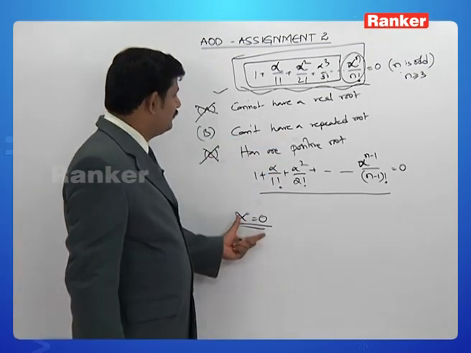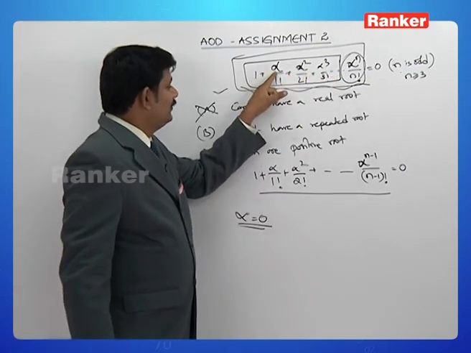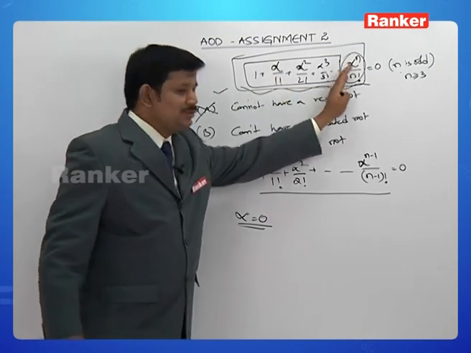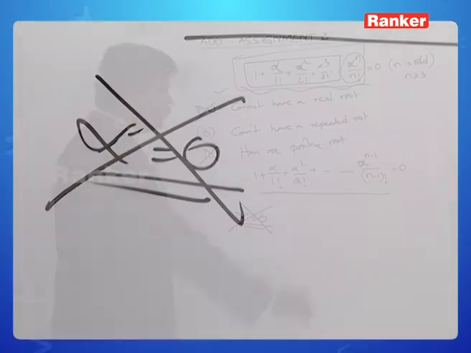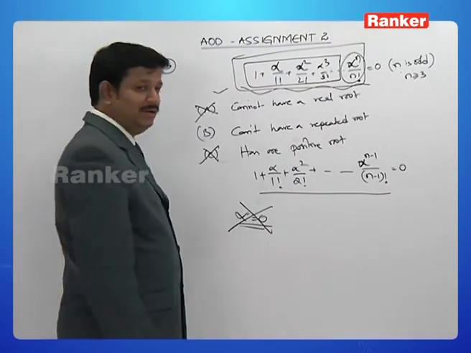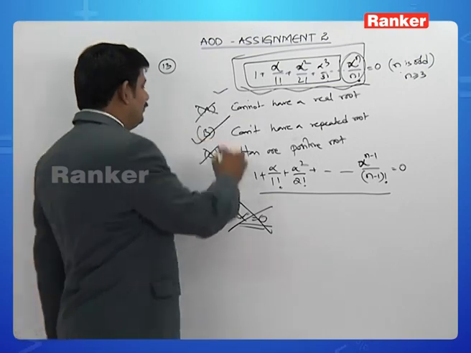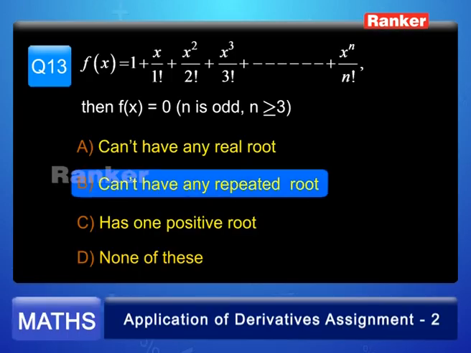But can alpha equal to 0 be a root of this equation? No. When alpha is 0, 1 plus 0 cannot become 0. So alpha equal to 0 cannot be a root of the equation. So option B is absolutely true. The function cannot have any repeated root. So the answer is B.